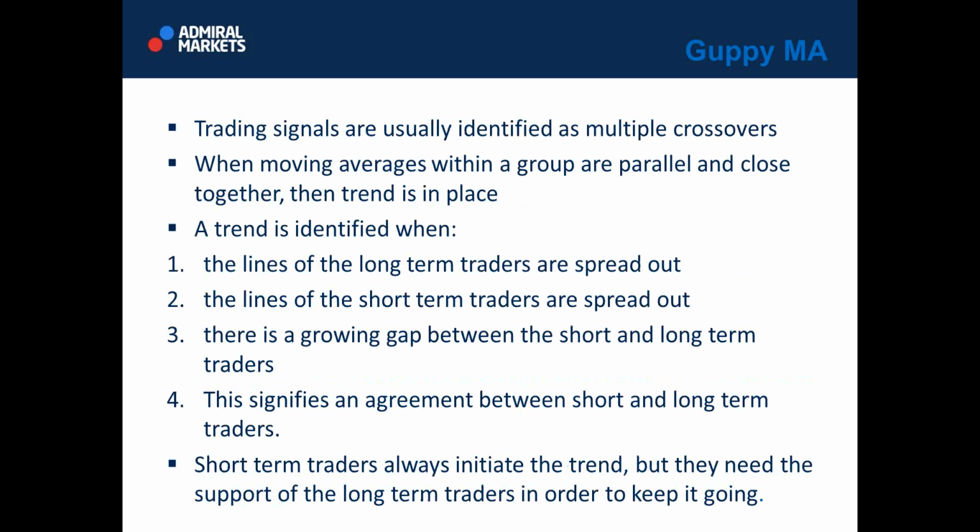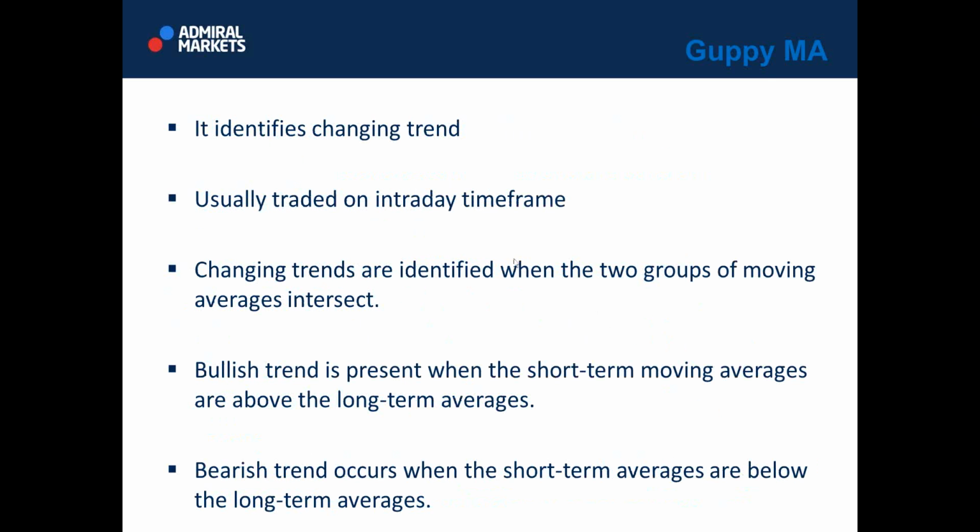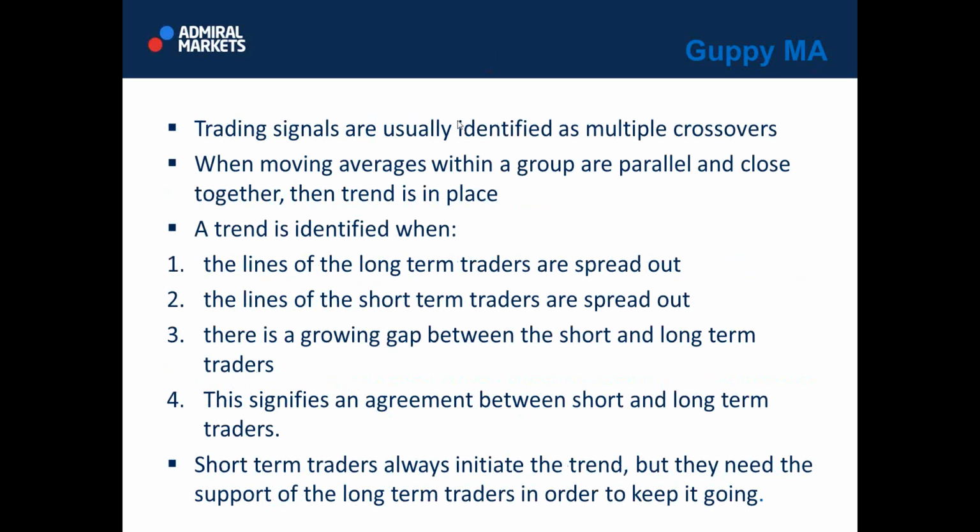Now, how do we work with the trading signals? Trading signals are usually identified as multiple crossovers. Remember, the first and most important thing about the Guppy moving average is to identify the trend. That was the primary concern of Daryl Guppy when he traded and when he introduced us to the Guppy moving average. So, to identify the trend. Now the second part is how to trade it.